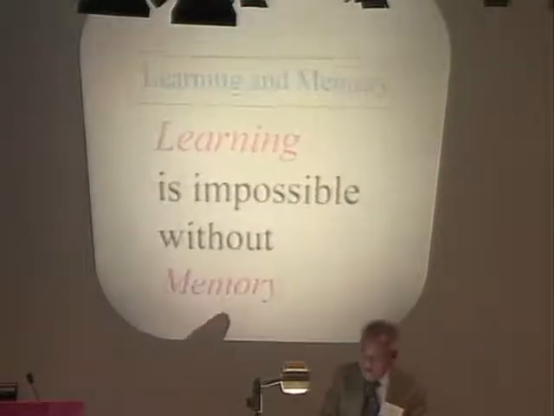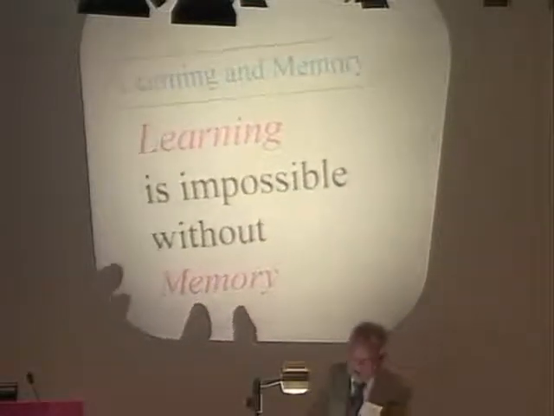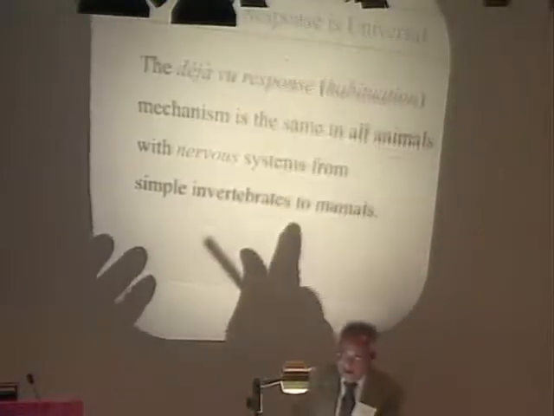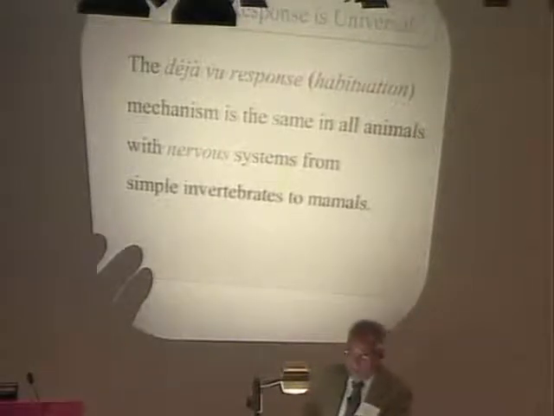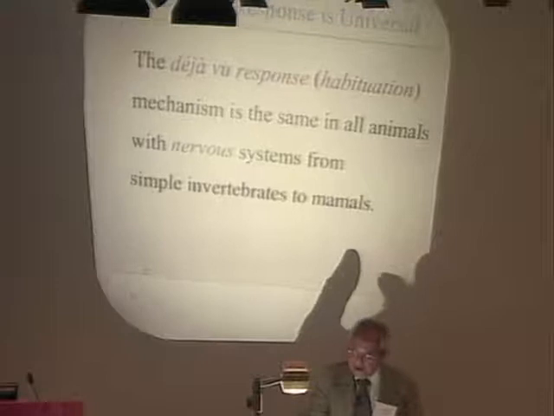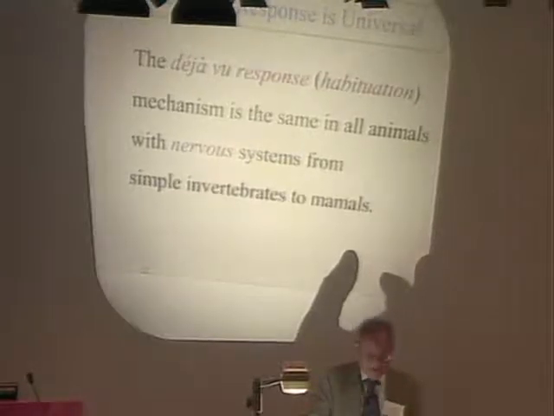And to be able to do this, you have to remember. And the memristor, one memory, can already do that. Okay? So learning, therefore, is impossible without memory, and the memristor has that capability. Now, it turned out that the déjà vu response is quite universal. The mechanism is the same in all animals with a nervous system, from simple invertebrates to mammals.